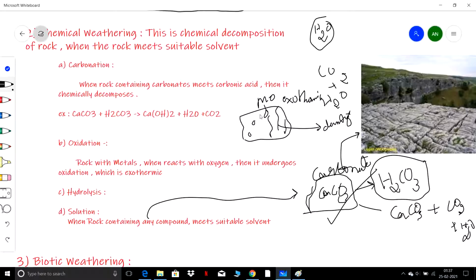Hydrolysis is when these metals or certain other chemical minerals react with water. It is also exothermic. It releases heat. It leads to disintegration of rocks. This is called chemical weathering. Why chemical weathering? Because there is a chemical change in the composition, chemical structure, and hence chemical weathering. This is a limestone bed, and various patterns are formed here due to weathering when carbonic acid reacts.